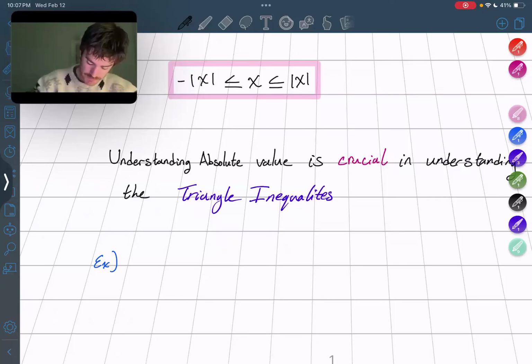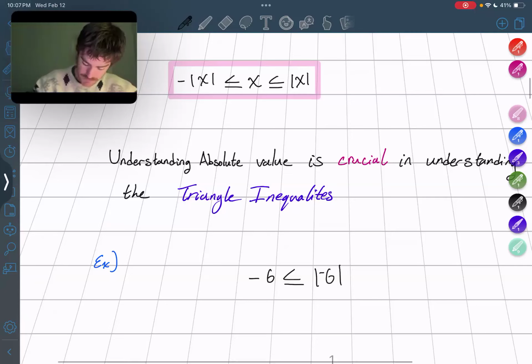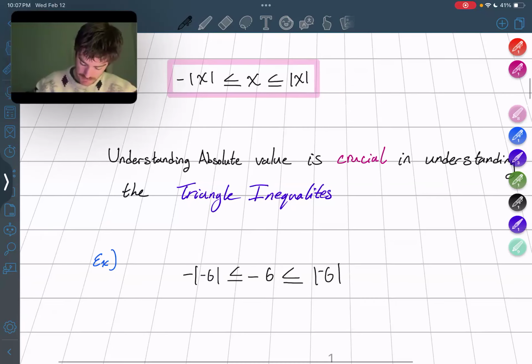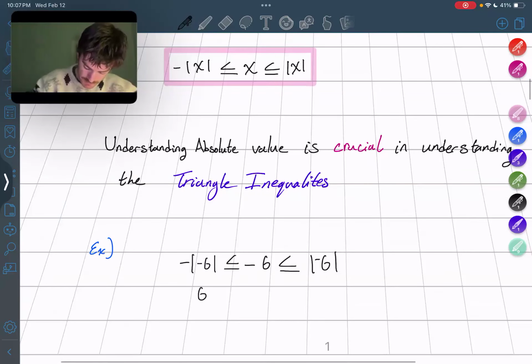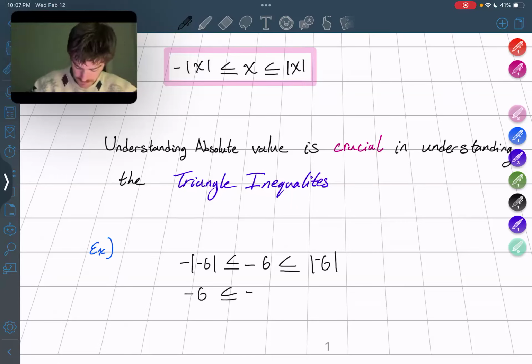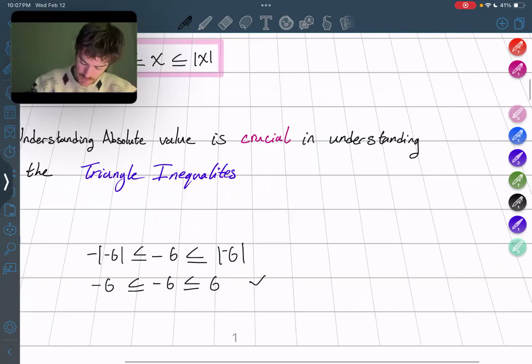Let's think of some numbers. I'm going to think of -6, and we are going to just write this inequality out. So -6 is less than or equal to the absolute value of -6, and it's also greater than or equal to the negative absolute value of -6. This gives us -6, which is less than or equal to 6, and -6 is greater than or equal to -6. This holds.